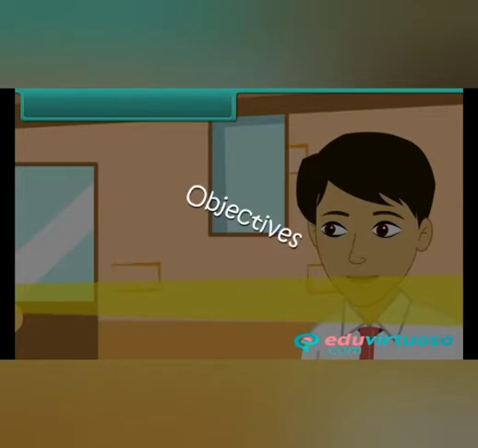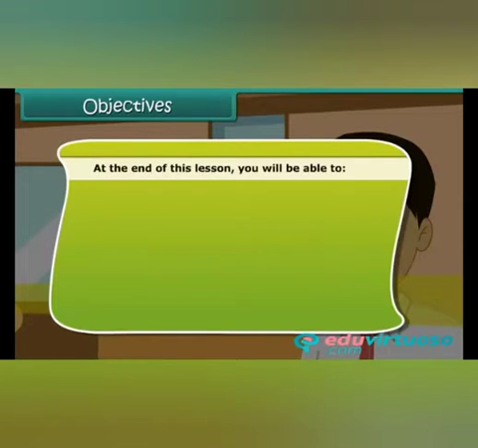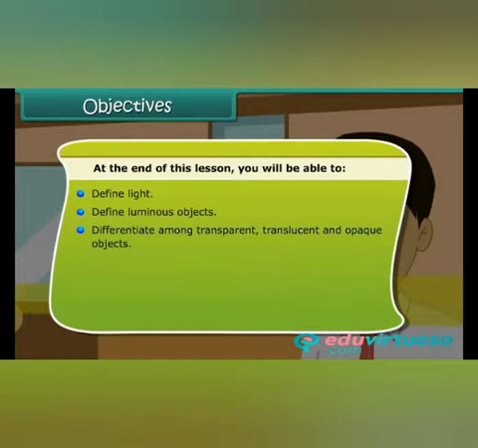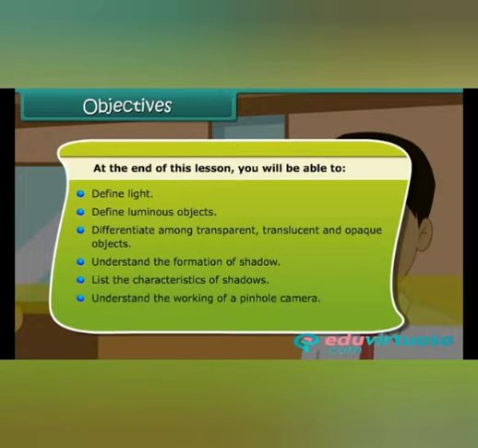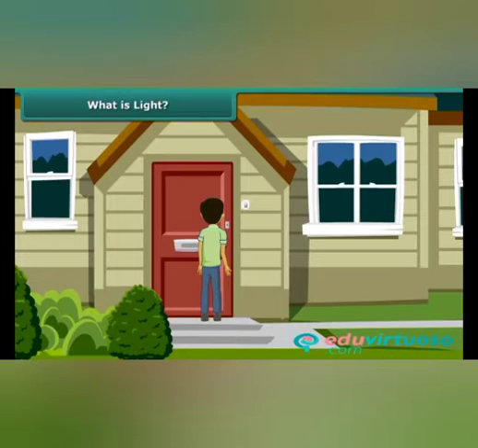Objectives. At the end of this lesson, you'll be able to define light, define luminous objects, differentiate among transparent, translucent, and opaque objects. Understand the formation of shadow, list the characteristics of shadows, understand the working of a pinhole camera, define reflection of light.